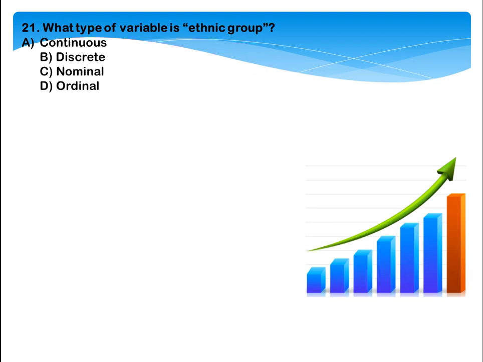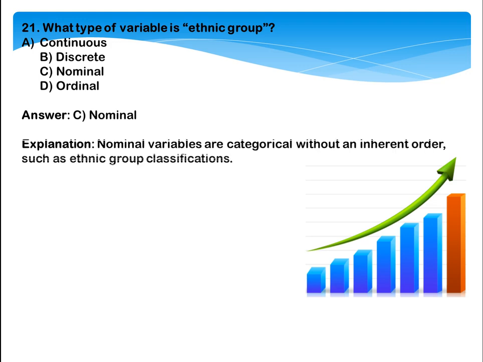21. What type of variable is ethnic group? A. Continuous. B. Discrete. C. Nominal. D. Ordinal. Answer: C. Nominal. Explanation: Nominal variables are categorical without an inherent order, such as ethnic group classifications.